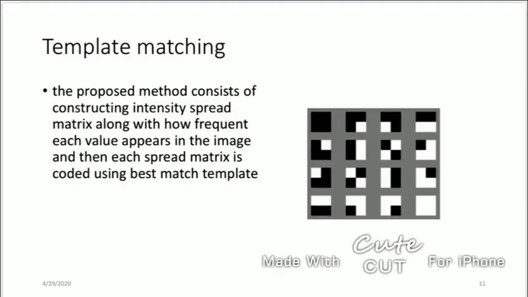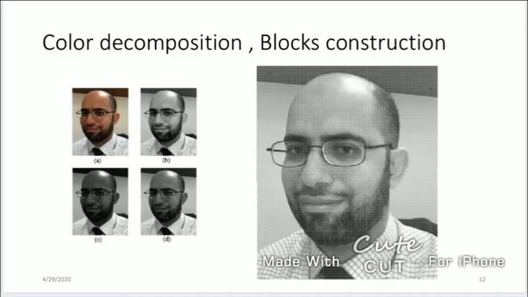My proposed solution is to use template matching. Now, the algorithm consists of several steps as follows. At first, a colored image is decomposed into its red, green, blue layers. Each layer is processed separately. The intensity spread matrix is constructed. Each layer in the spread matrix represents the distribution of one intensity level. A two-dimensional best match algorithm is then applied to each layer in the spread matrix to find the best template of similar features, like templates.